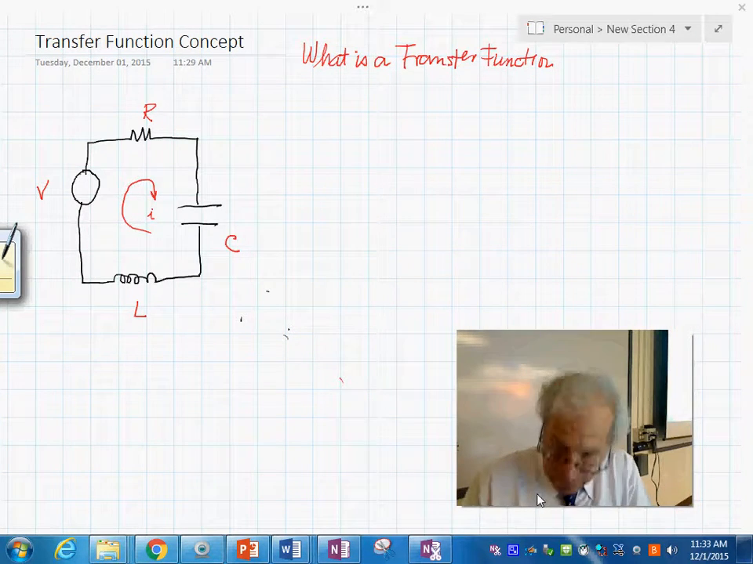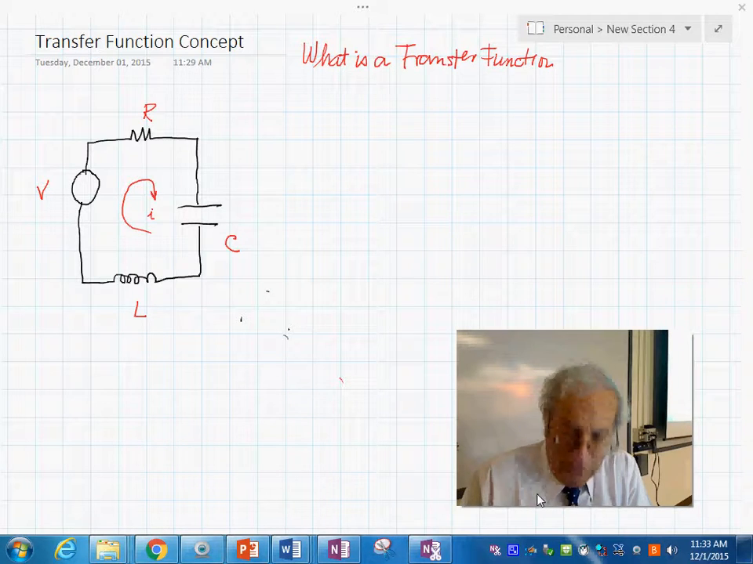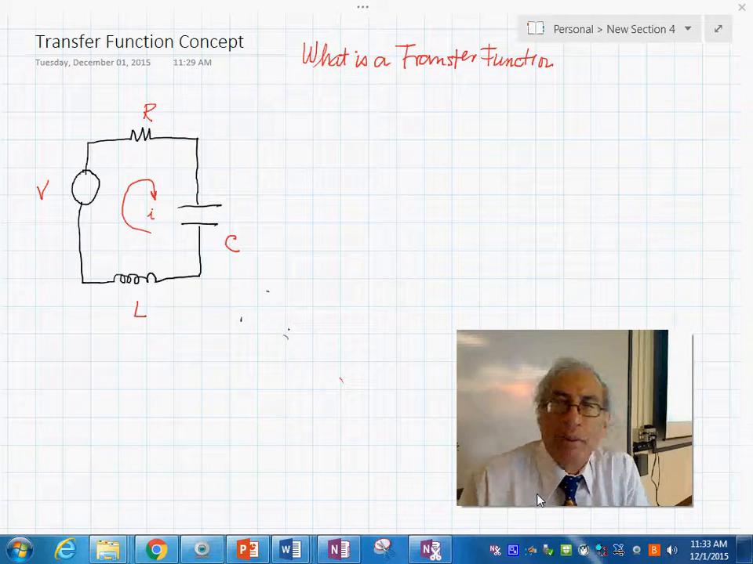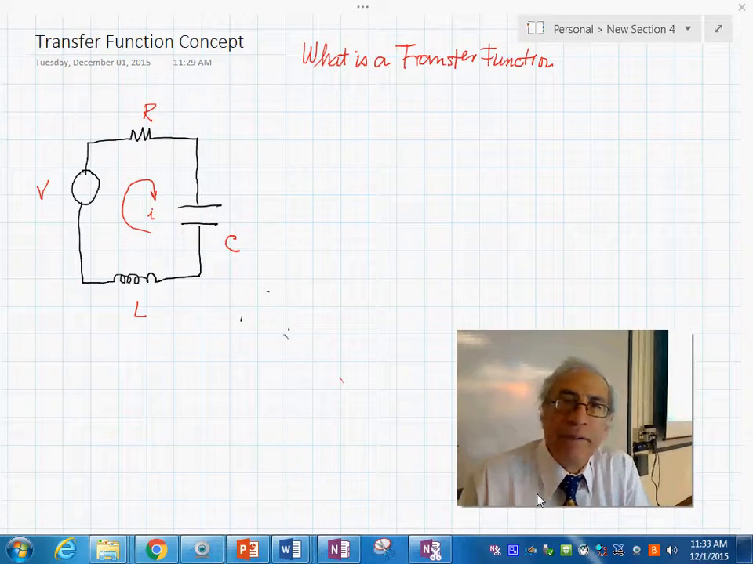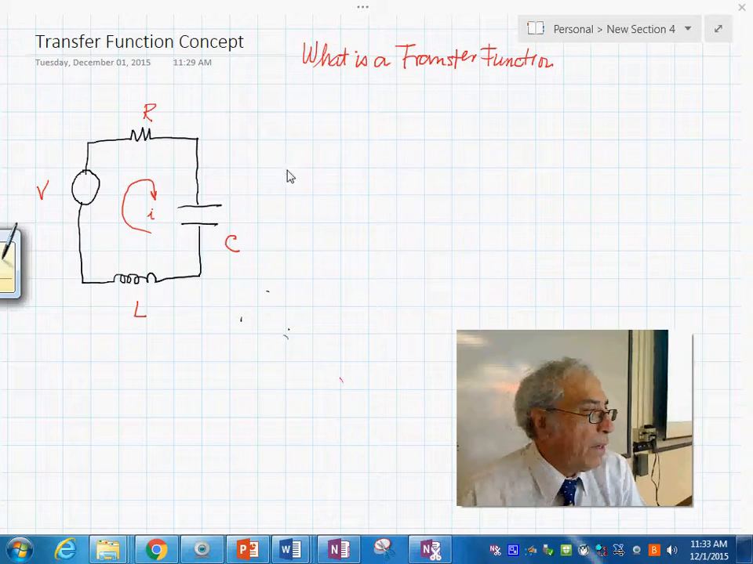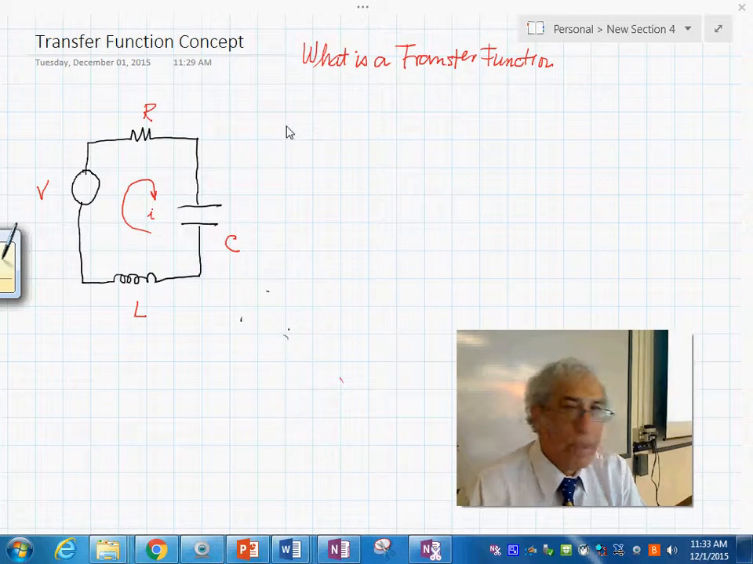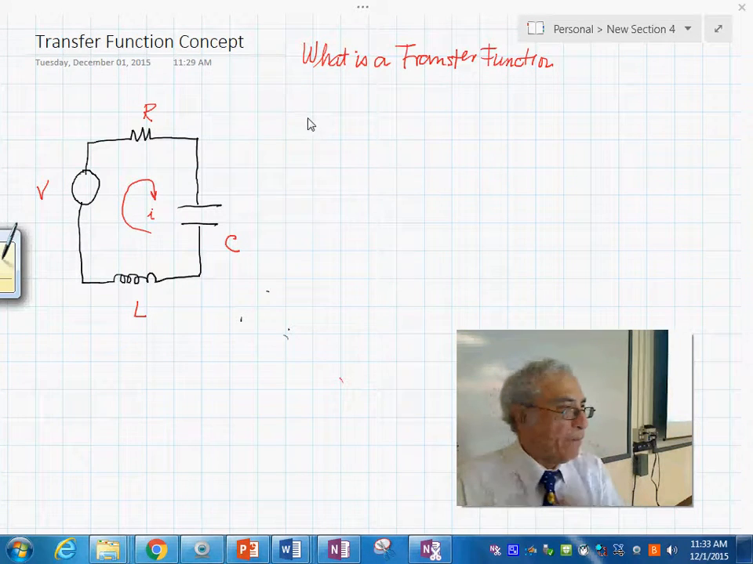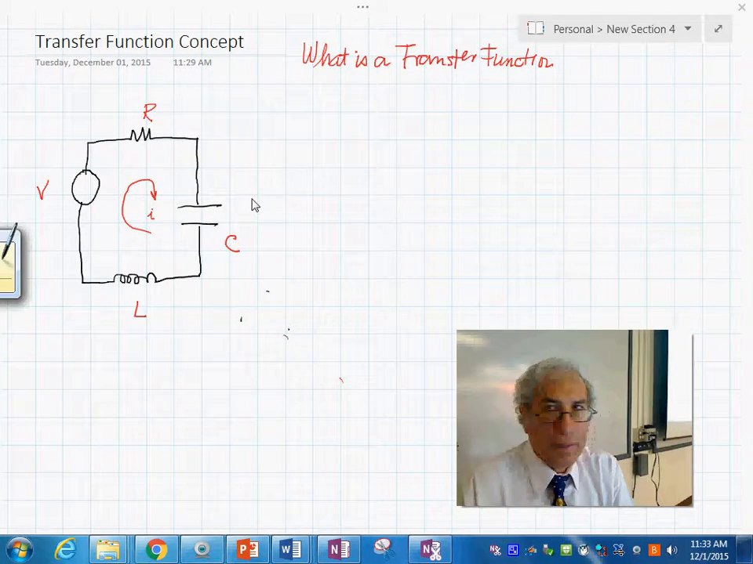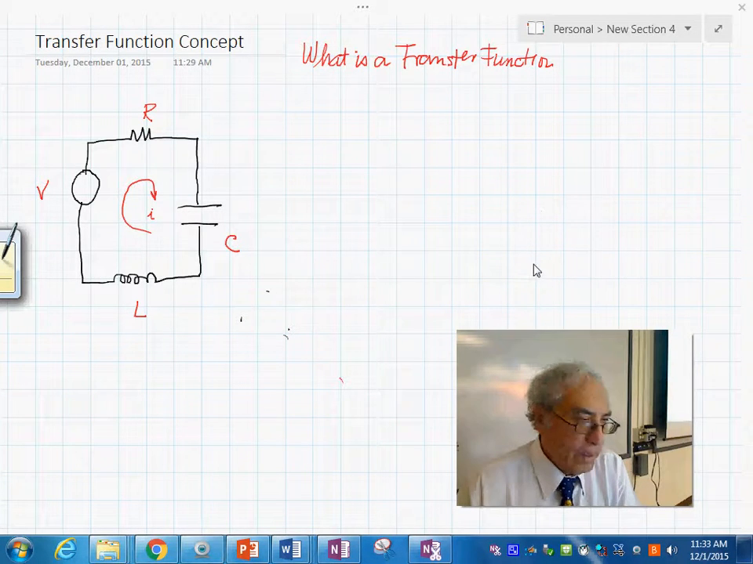We are going to see now a simple system that will allow us to explain what the transfer function is. The transfer function is a relationship between an output and an input. So in this particular case, we need to define what the input and the output are and find out that relationship. So let's see how that works.